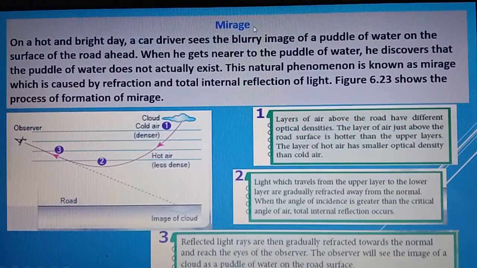Second is mirage. On a hot and bright day, a car driver sees a blurry image of a puddle of water on the surface of the road ahead. So when you are in the car, sometimes you can see something like there's water on the road, but when you reach that point, there's nothing there. It's like an optical illusion.